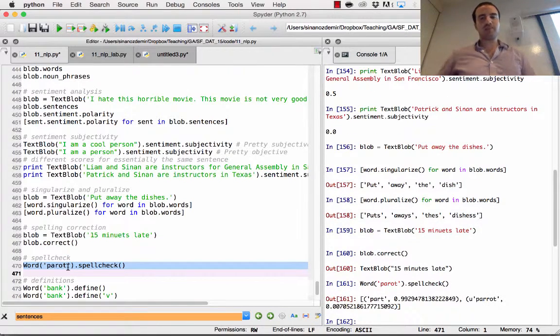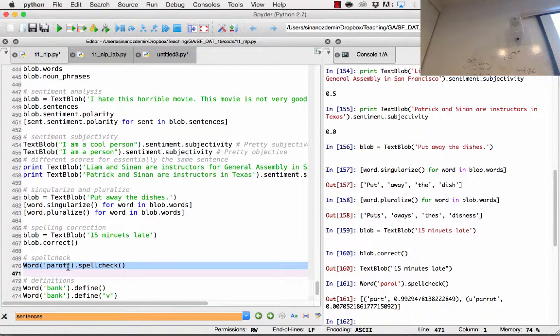Parrot can spell check into either part, which it thinks is a 99% chance of being part, or the word parrot, which is a 0.007% chance. Does anyone want to wager a guess as to why part has a much higher probability than parrot? What do you think it's using? So what is it using? The IDF.